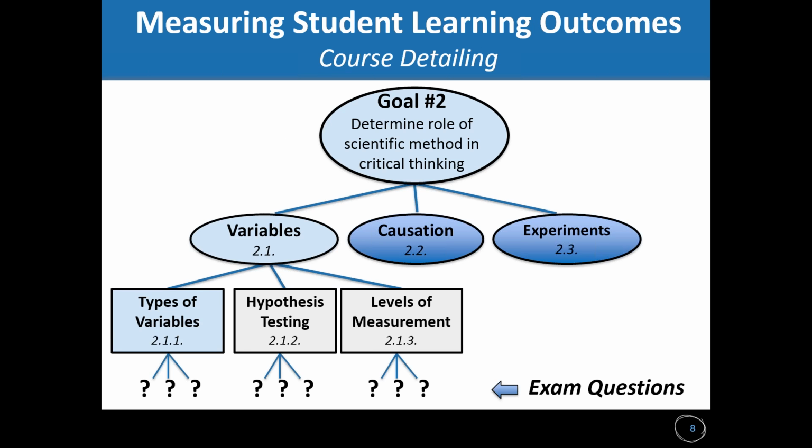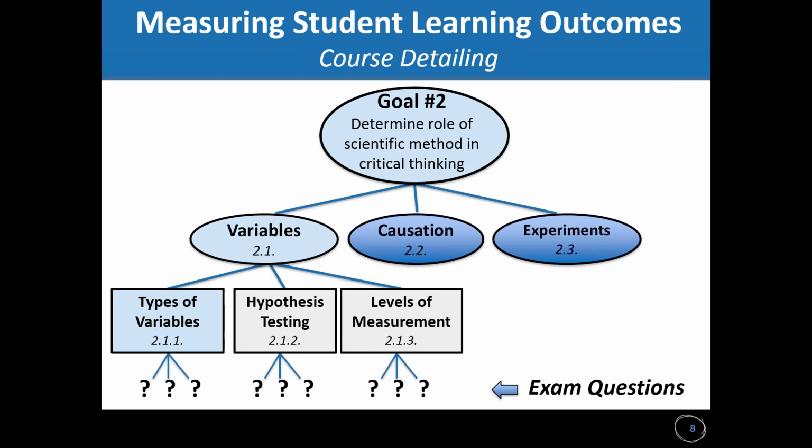So in this particular case, what I'm hoping you're seeing is that there are these numbers floating around in these circles and in these rectangles, and they're all helping you organize with numbers how to go from one level of detail to another. So we know that these are all aspects of goal number 2 as a whole, because we have 2.1, which is variables, 2.2, which is causation, 2.3, which is experiments.